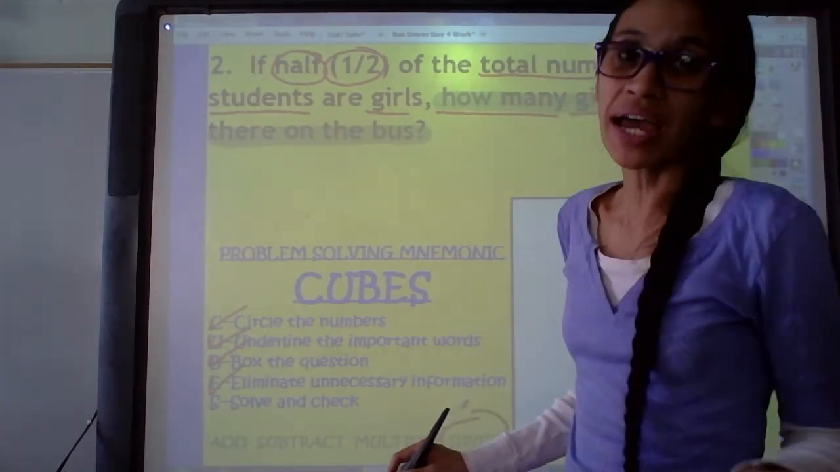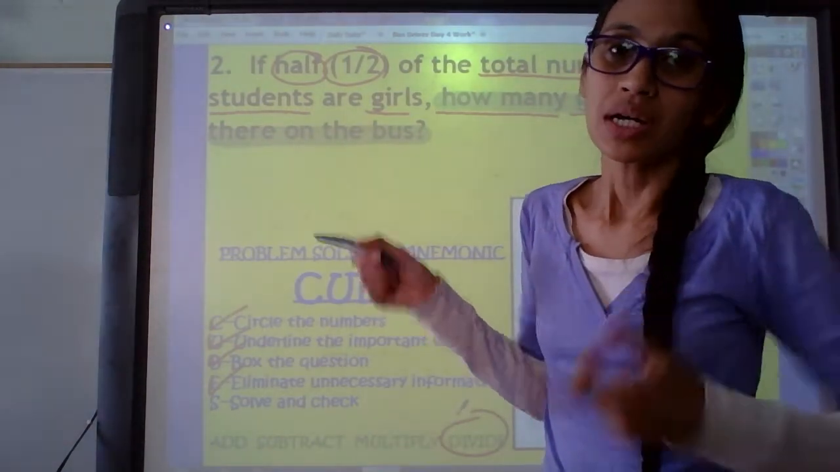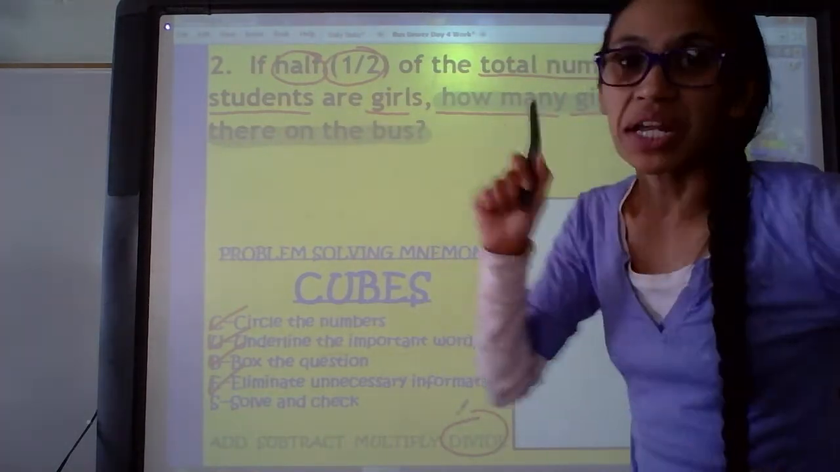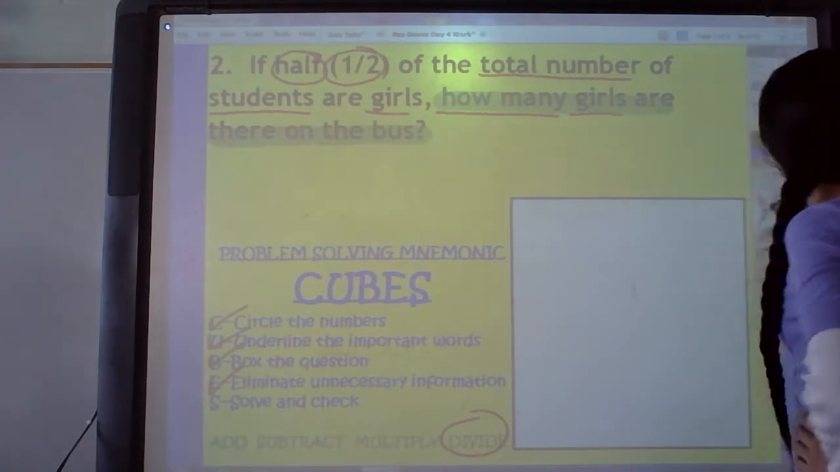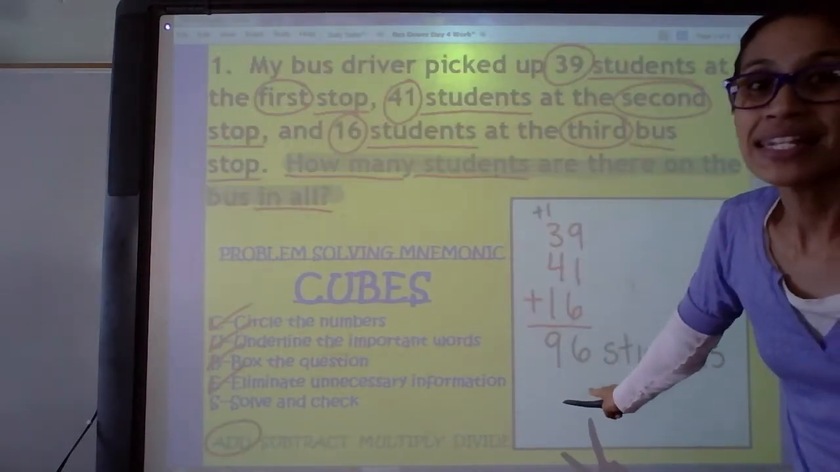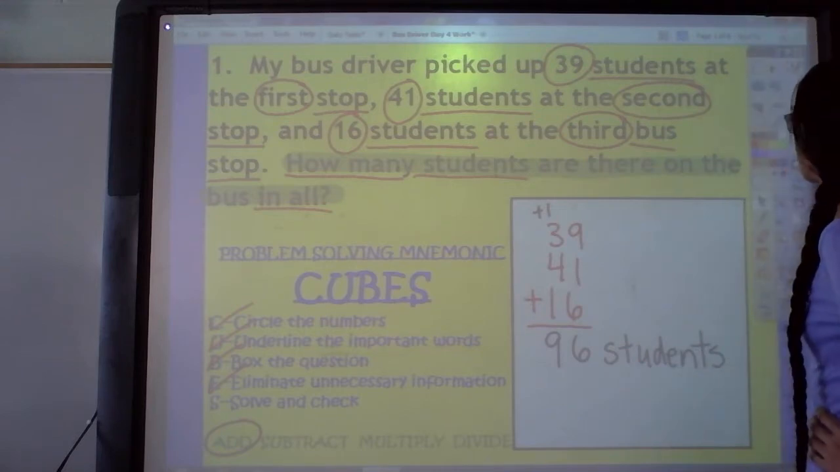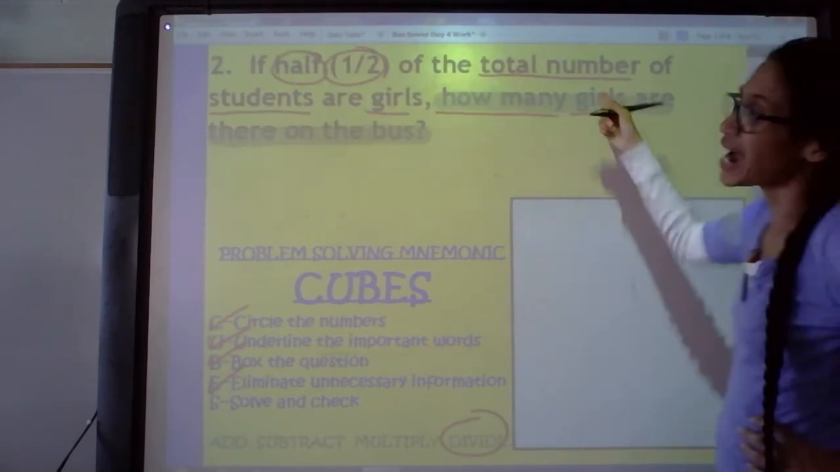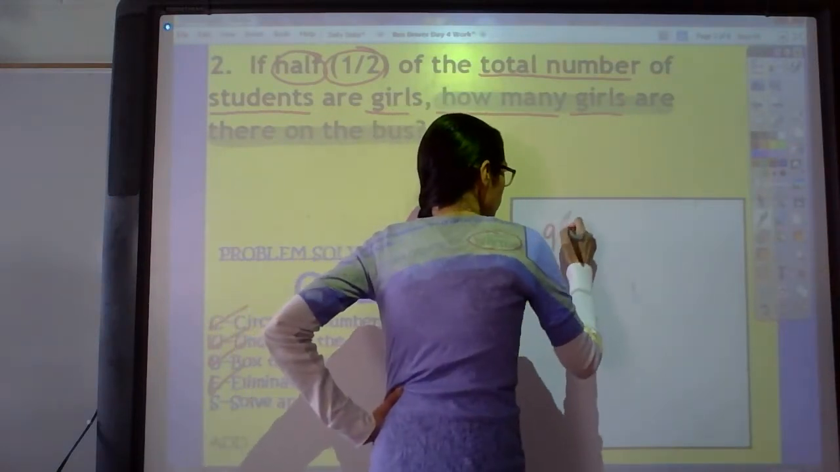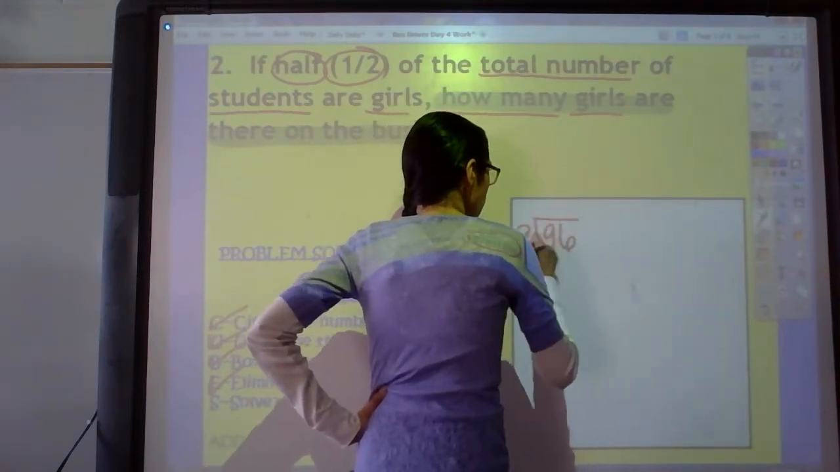What are we dividing? The total number. But, man, I can't see the total number here. But it was in the last problem. Go check out question number 1. We did the total, which is 96. Remember that in your mind. The total was 96 students. So we need to divide 96 by 2.